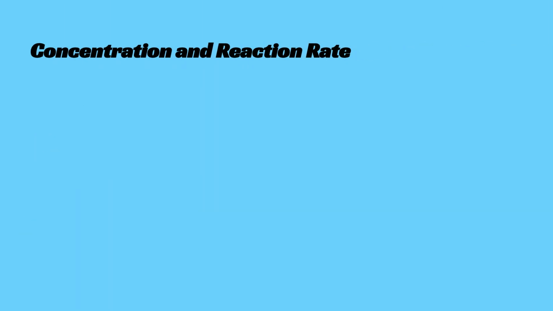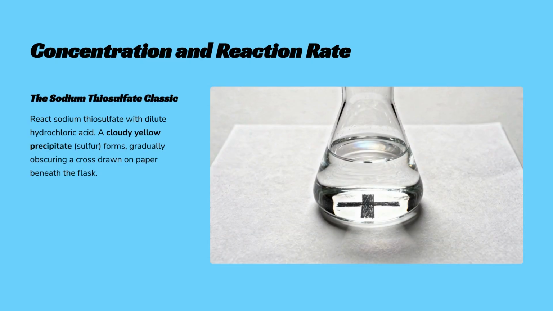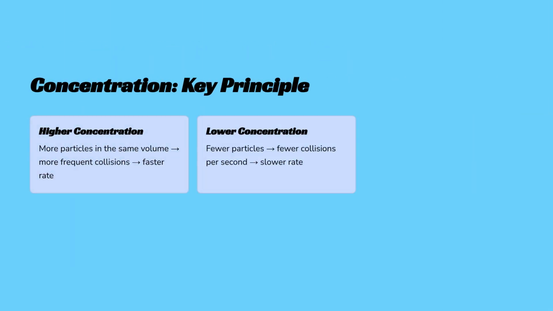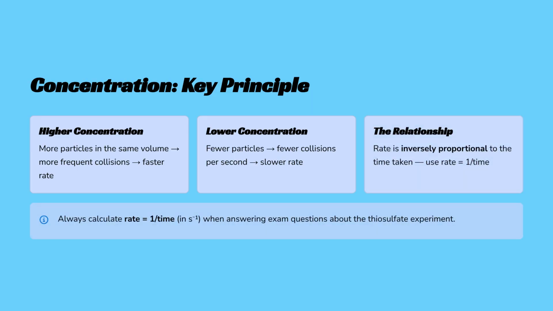The classic sodium thiosulfate experiment measures reaction rate by timing how long a cloudy yellow precipitate takes to obscure a cross. Shorter time means a faster rate. Repeat this with different concentrations. Higher concentration means more particles and more frequent collisions, resulting in a faster rate. Rate is inversely proportional to time, so always calculate rate as 1 divided by time for exam questions.